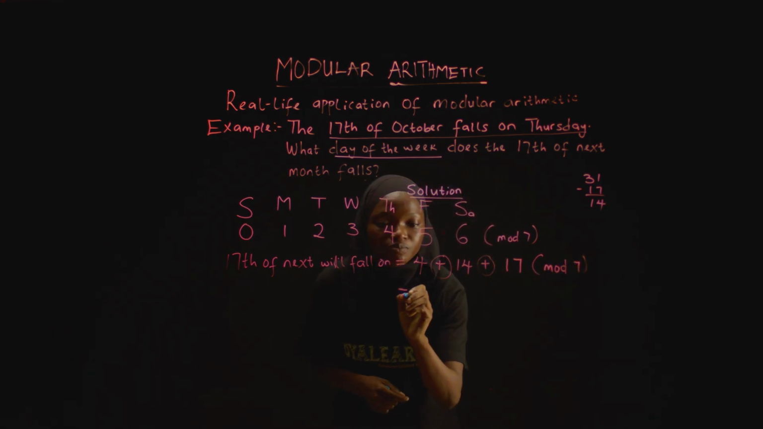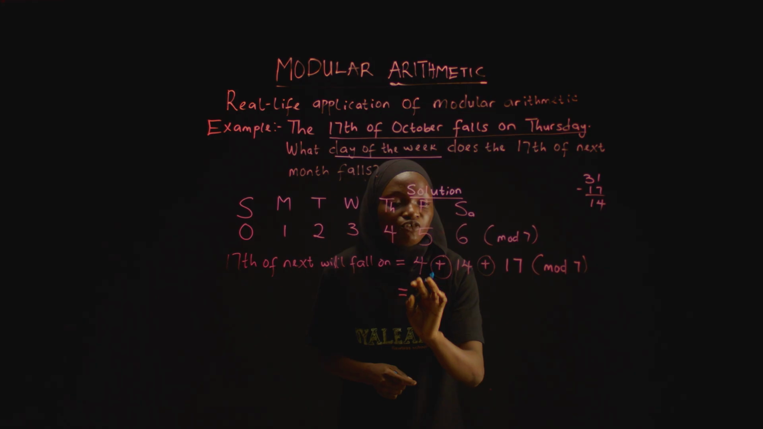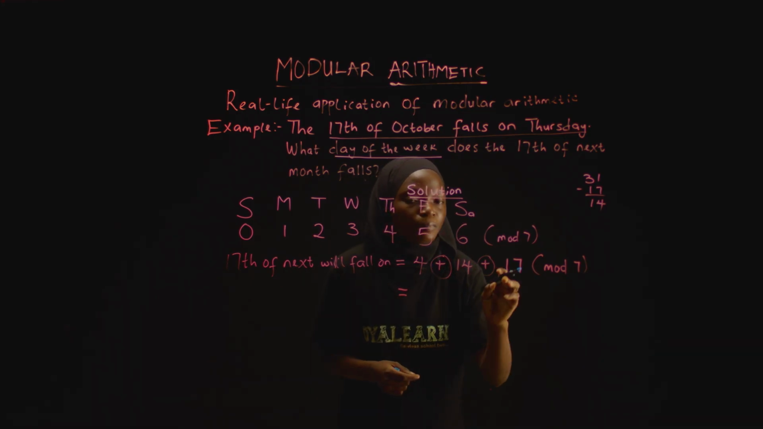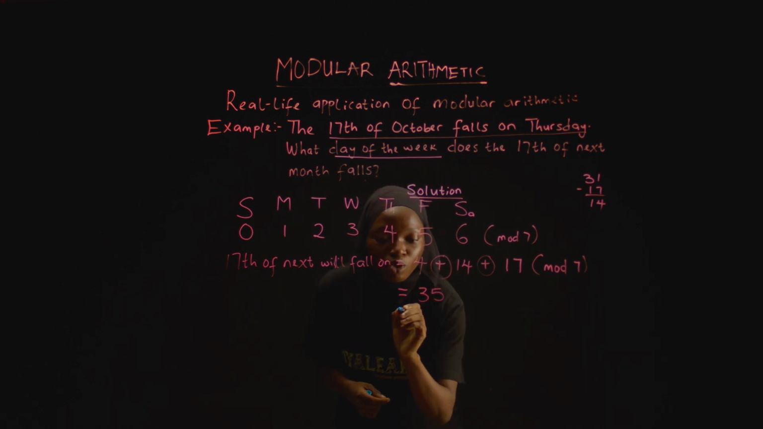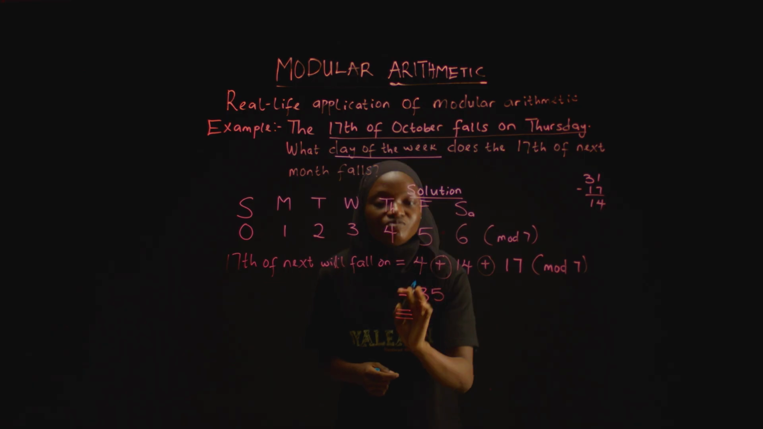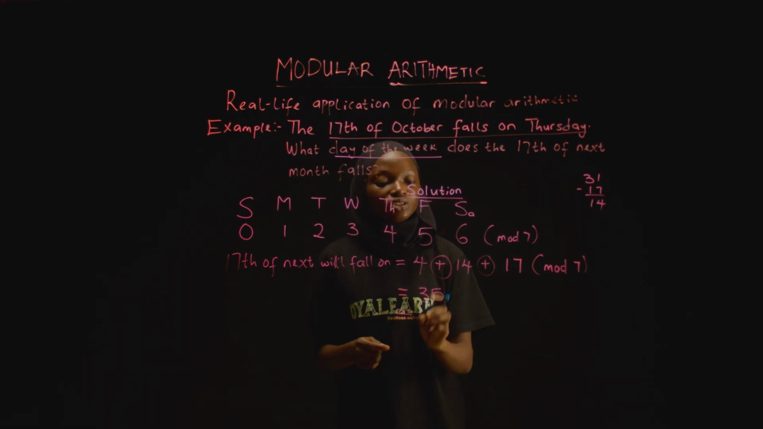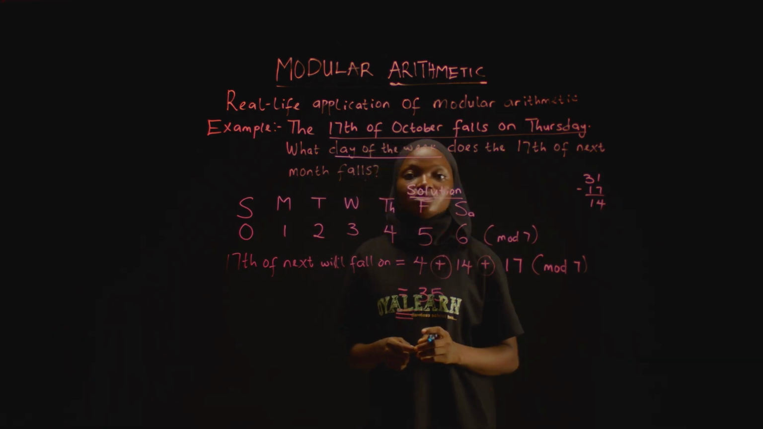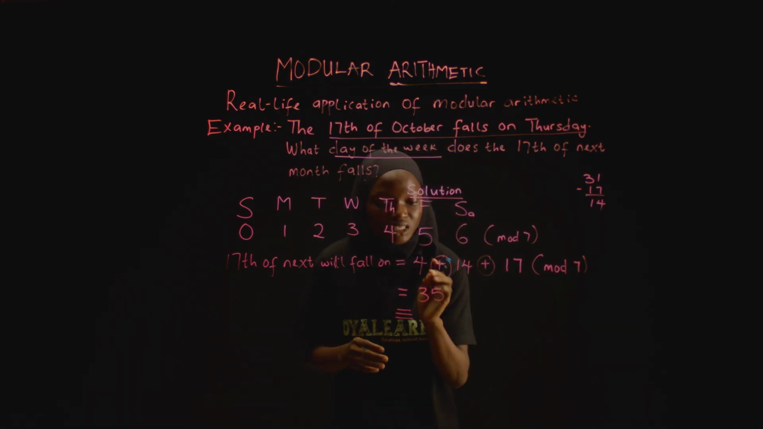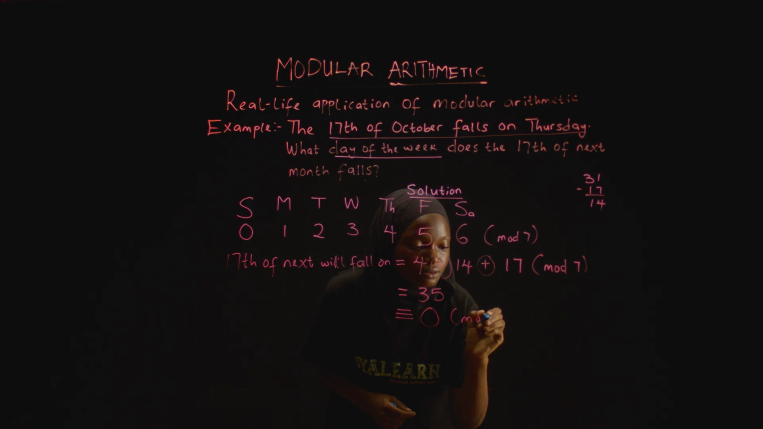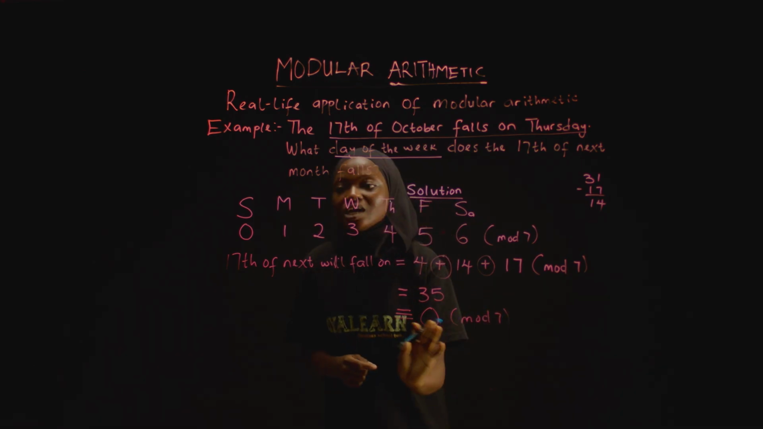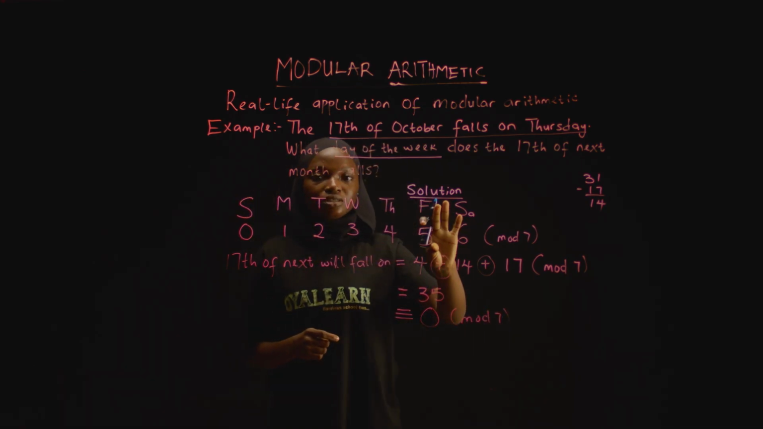So here we add up normally: 4 plus 14, 18, plus 17, that gives us 35. And 35 in mod 7, to convert it, we divide by 7 and pick out the remainder. So 35 divided by 7 gives us 5 remainder 0. So that means 35 is the same thing as 0 in mod 7. And 0 represents Sunday here.